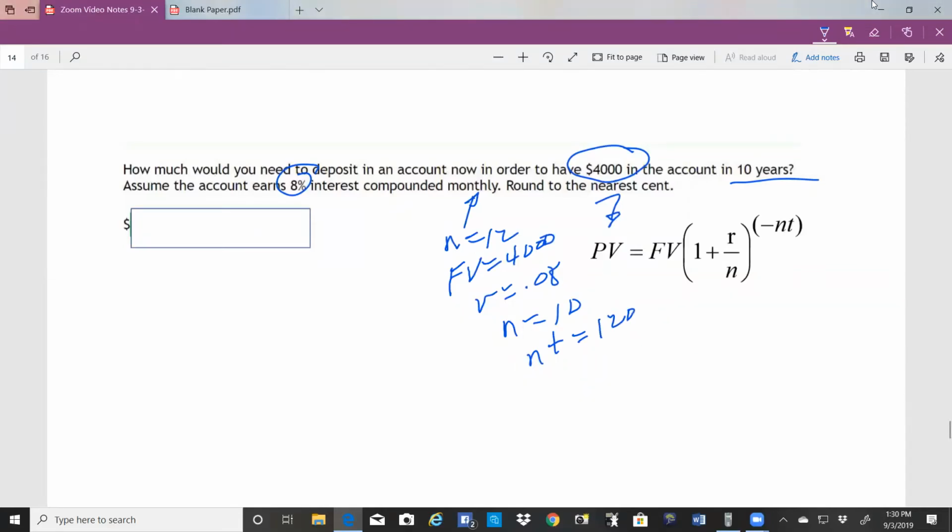So I'm going to let you guys put this in your calculator. It's 4,000 times 1 plus 0.08 divided by 12 to the negative NT, which is 120. And I did this ahead of time. You'd have to put in $1,802.09.